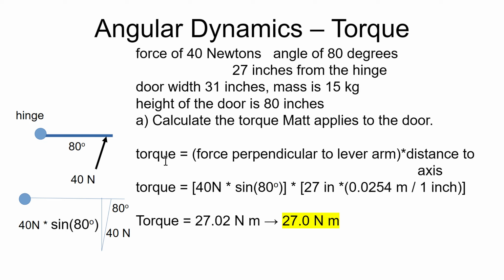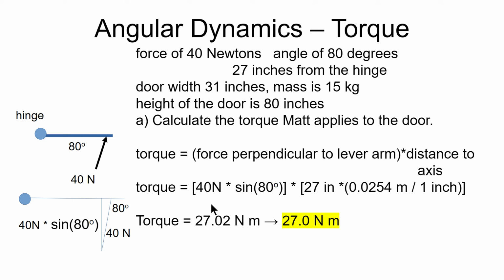First, calculating the torque. The torque is the force that's perpendicular to the lever arm times the distance of that force away from the axis of rotation. Taking a look at the numbers here, we have 40 newtons. The sine of 80 degrees times the 40 newtons gives us the portion of the force that's perpendicular, the component of the force that's perpendicular to the door. This would be our lever arm then. And the lever arm is 27 inches converted to meters.